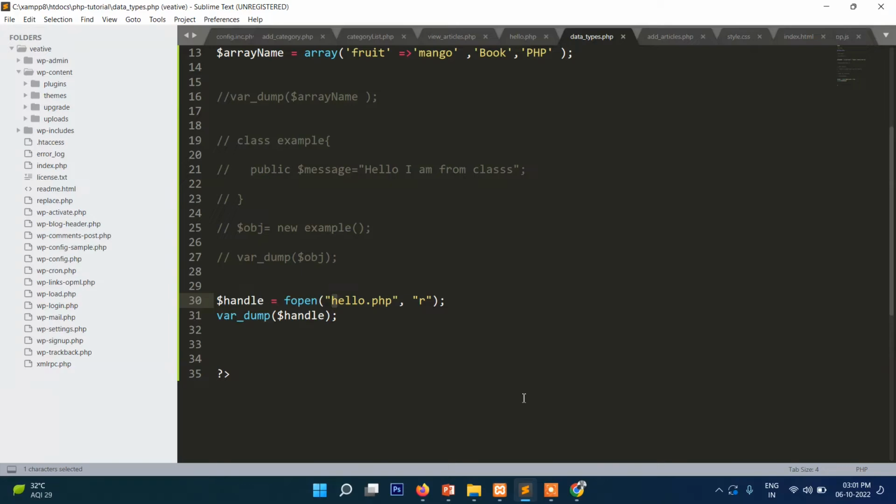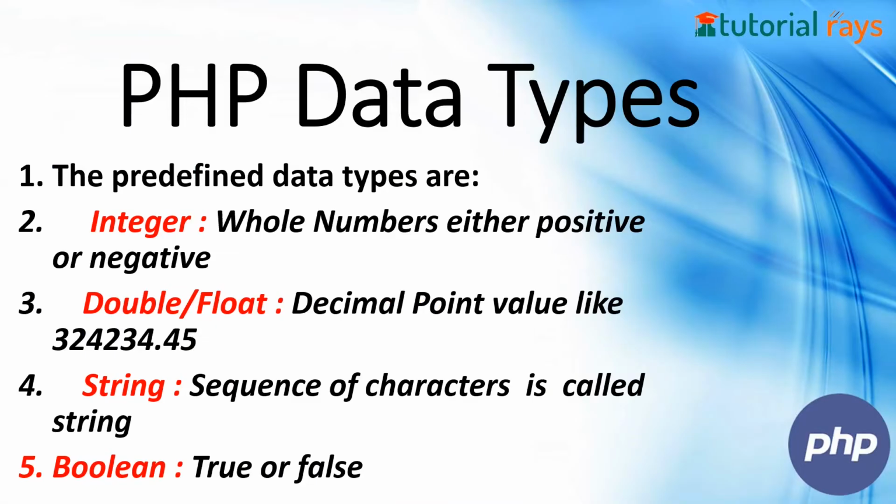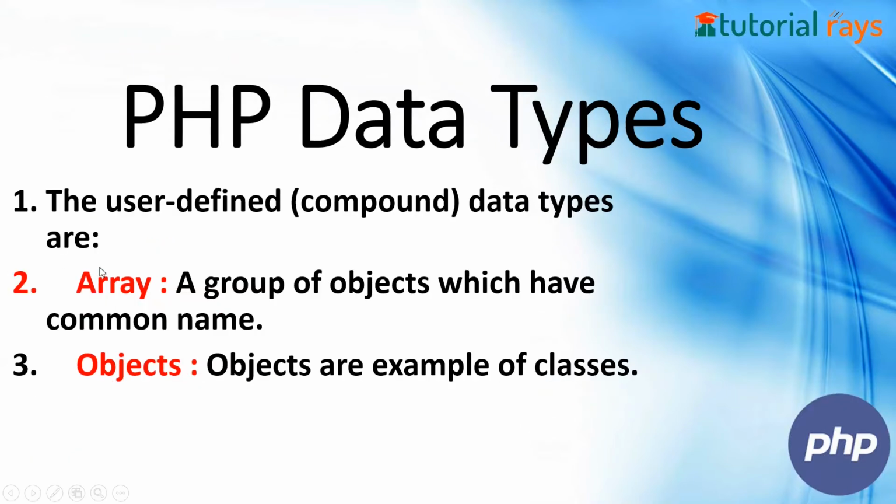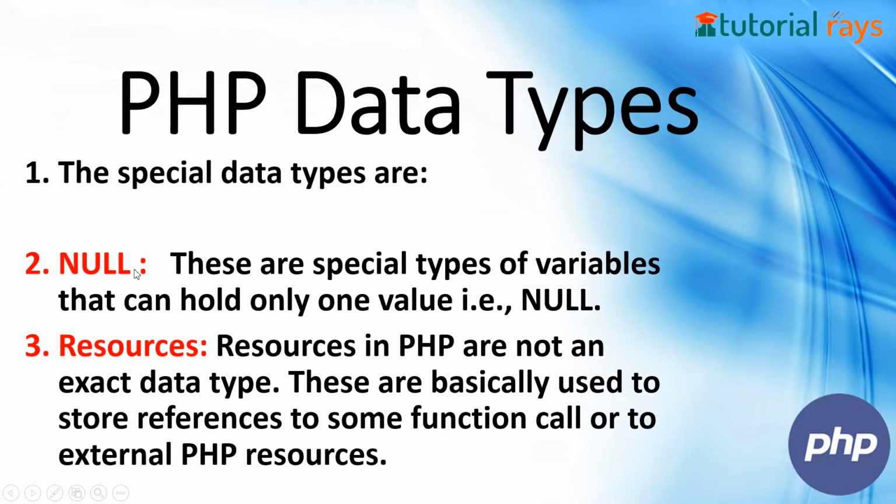So far I have covered all the data types. Let's recap once again. This one is the integer data type, for whole numbers. Float is for decimal values, string is for a sequence of characters, boolean is for true and false, and array is for storing a group of variables which have a single name. Objects are instances of a class, and we also checked the data type. And finally null can hold only one value, and its data type is null.